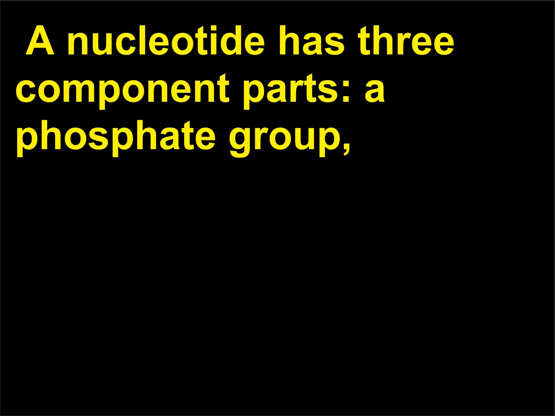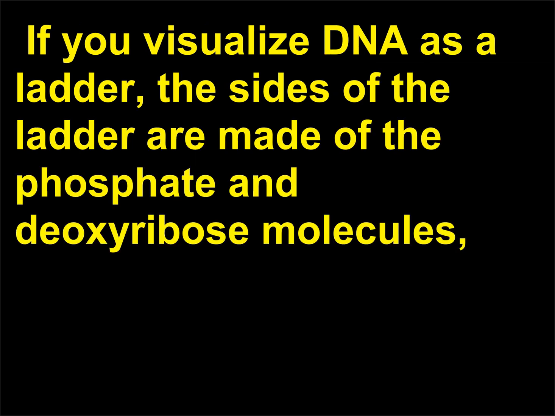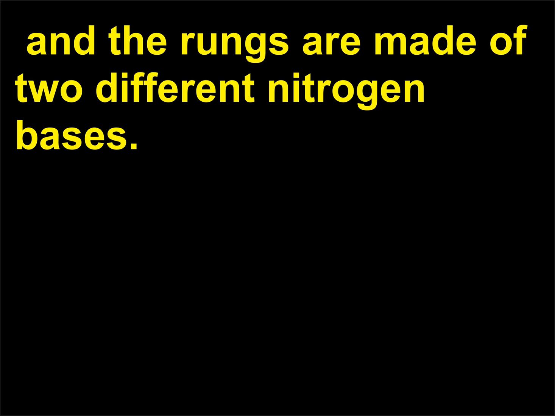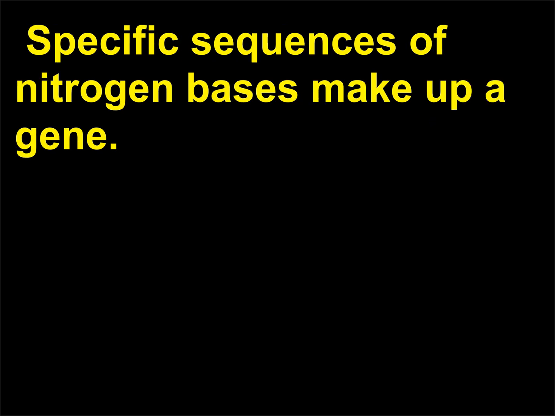A nucleotide has three component parts: a phosphate group, a 5-carbon sugar, deoxyribose, and a nitrogen base. If you visualize DNA as a ladder, the sides of the ladder are made of the phosphate and deoxyribose molecules. And the rungs are made of two different nitrogen bases. The nitrogen bases are the crucial part of the molecule with regard to genes. Specific sequences of nitrogen bases make up a gene.